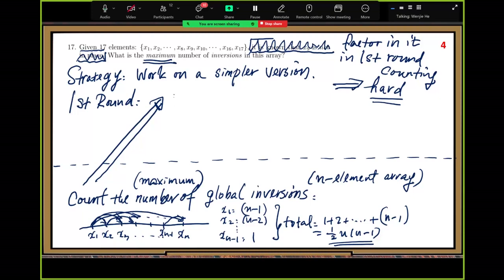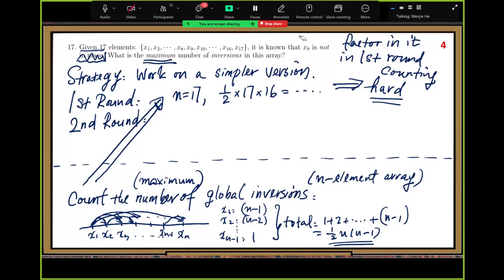So for the general result, n equals 17. We apply the formula, the maximum number of inversions, 1/2 times 17 times 16. That's the first round. So it's pretty easy. Now we're ready to do the second round. This time we factor in that condition, so let's erase it.